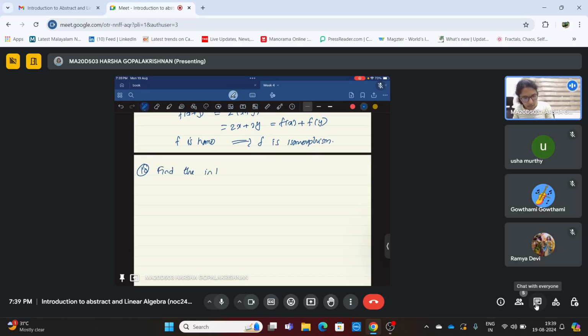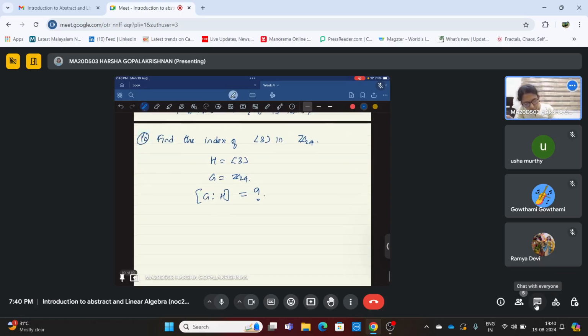Find the index of <3> in Z_24. That means how many cosets are there with respect to the subgroup generated by 3. Here H is <3> and G is Z_24. So the question is, what is the index of H in G? So how many cosets are there?